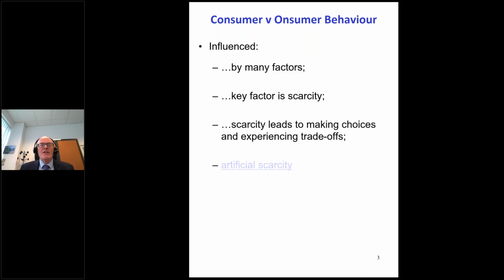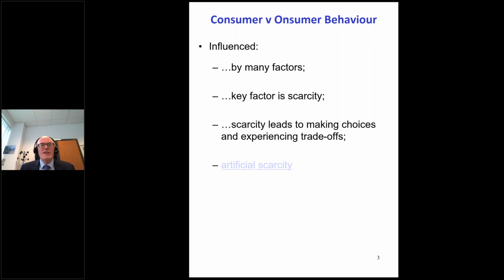As you know, consumer and onsumer behavior is influenced by many factors, but probably a key factor that influences our behavior, either as a consumer or onsumer, is scarcity. And scarcity leads to us making choices and also experiencing trade-offs. In fact, today you made a choice to actually come to this masterclass, so you made a trade-off. You could alternatively have been having lunch or been at work. But what you faced was scarcity in time, okay? But scarcity can be more than time. Scarcity could be in terms of our amount of income, for example, and the level of our income can act as a constraint, and that will influence our choices and the various trade-offs that we experience.